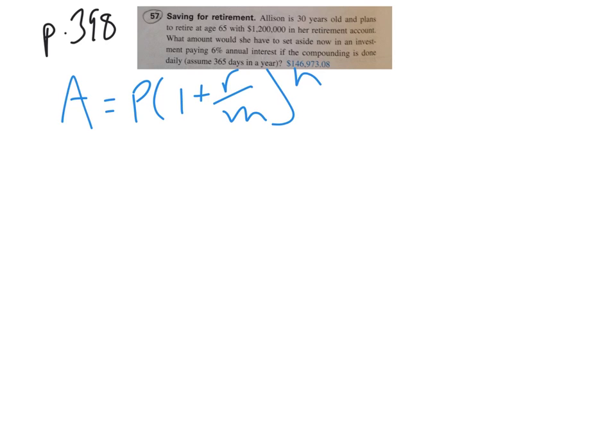We know we're going to end up using the future value of compound interest formula. They're asking us for what lump sum again, so we're solving for P. We know our A, it's going to be 1,200,000. Let's go ahead and plug that in. This is how much she wants to have in her retirement account in the future. Still solving for P. Annual interest is 6%, so that's 0.06.